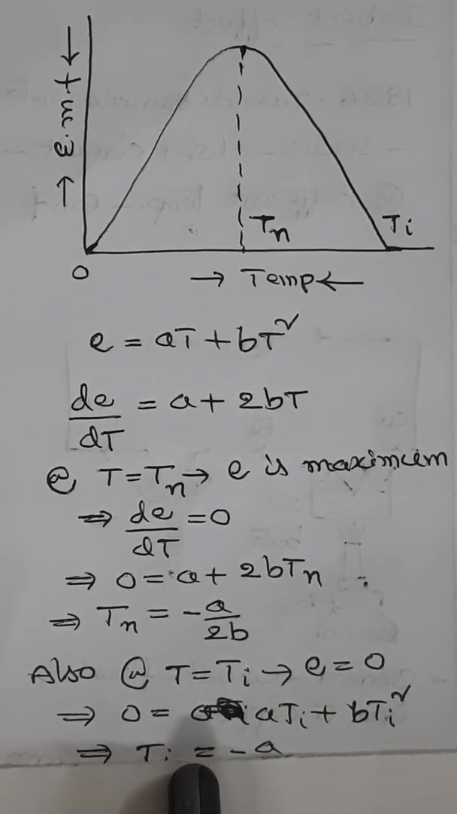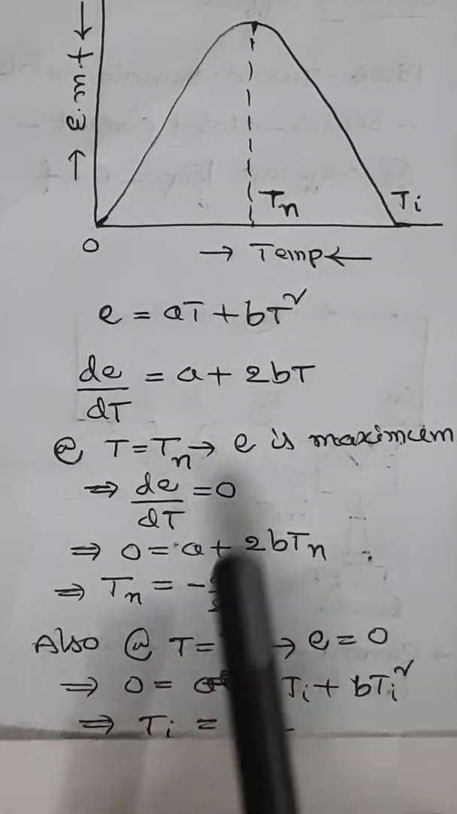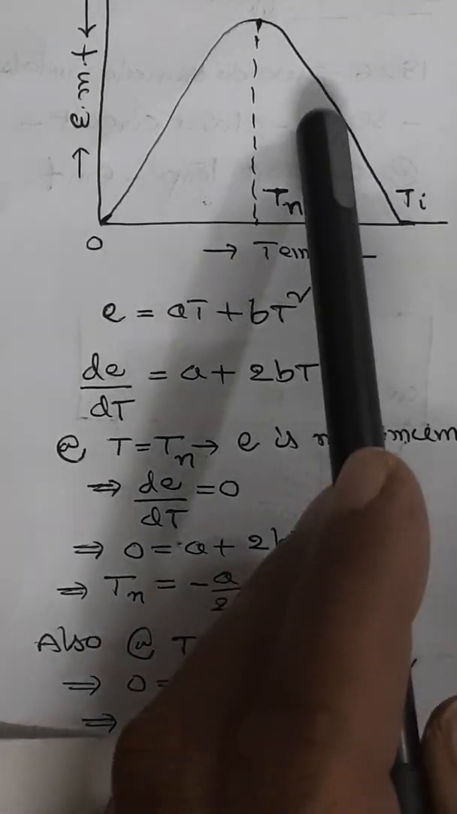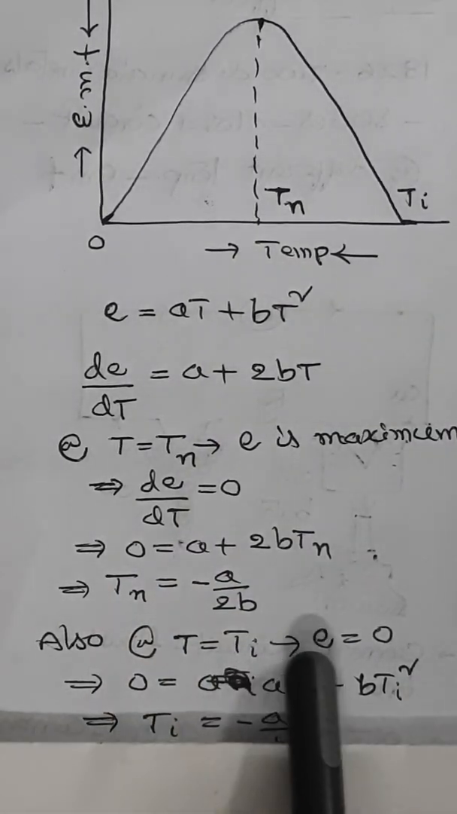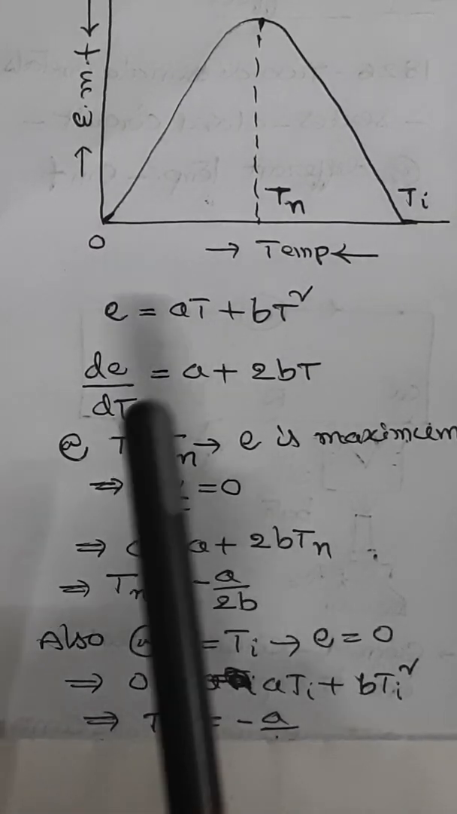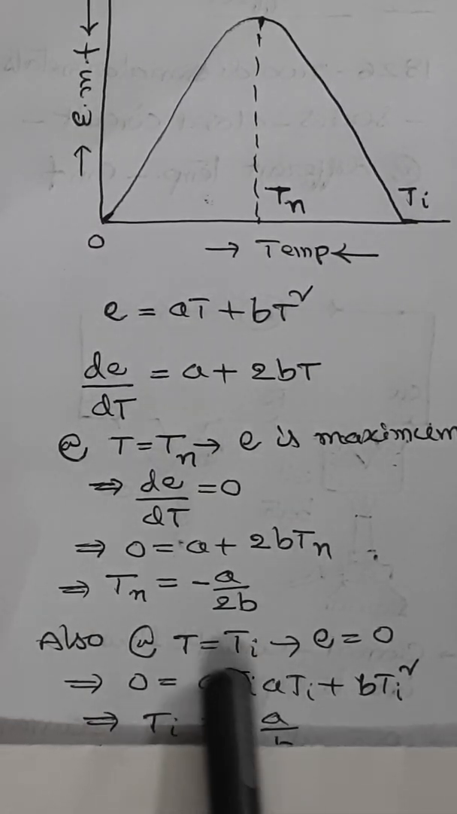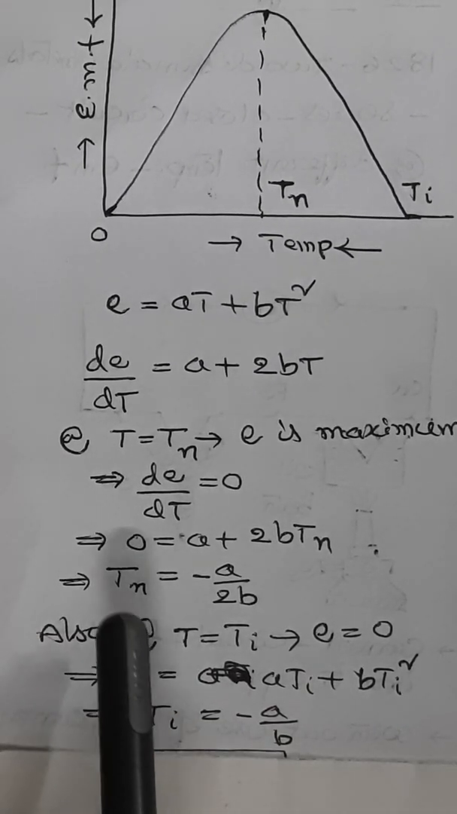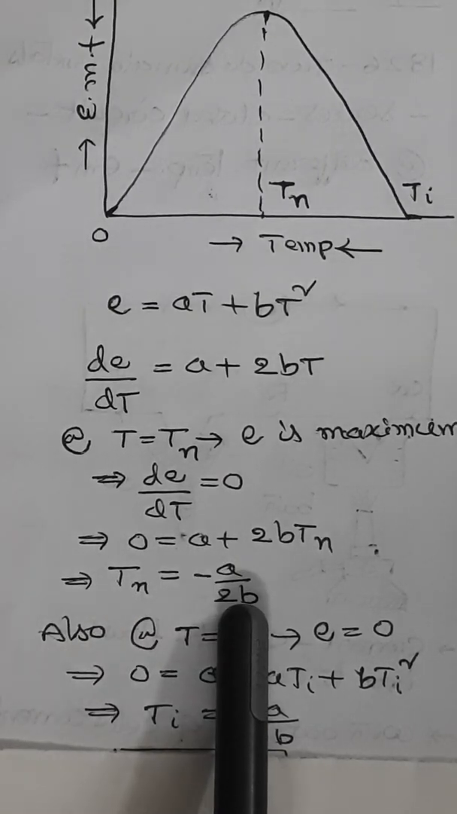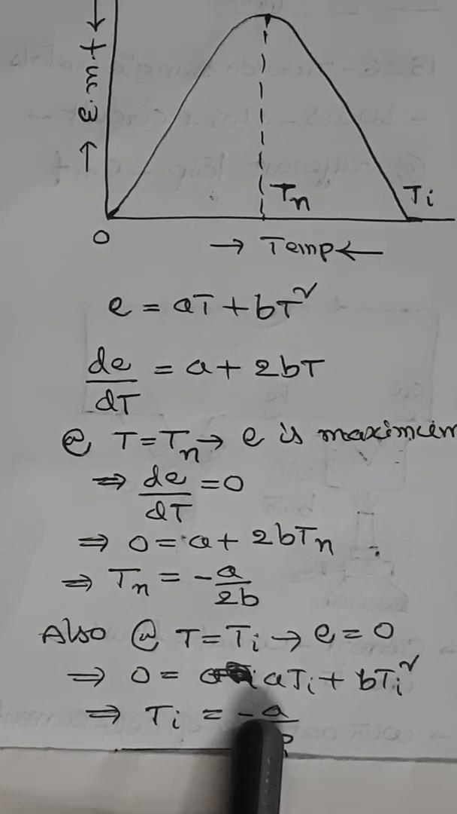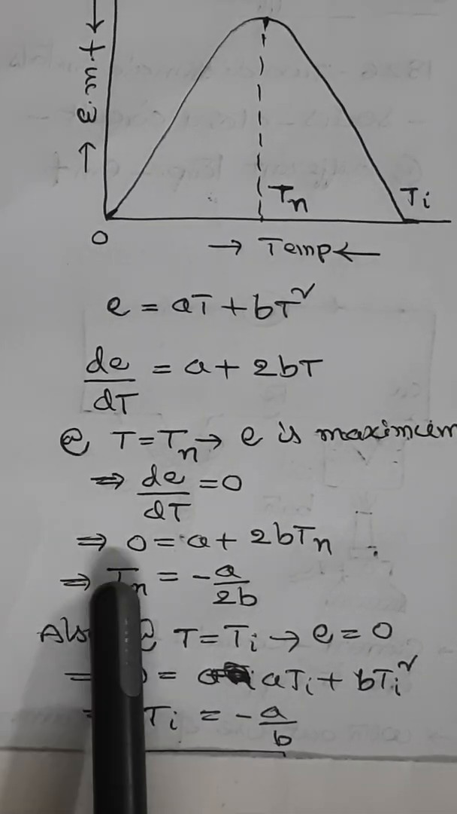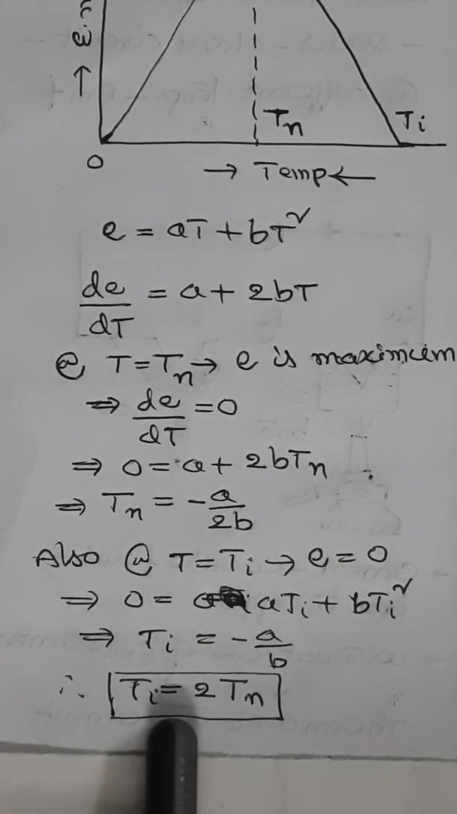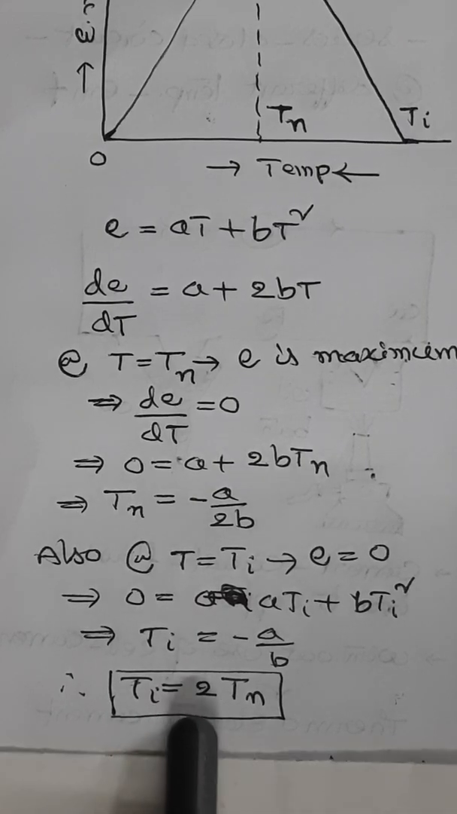And at the other temperature, suppose the temperature is the inversion temperature, so at T = Ti, E becomes 0. From the equation, you can write Ti = -A/B. So from these two equations, Tn = -A/2B and Ti = -A/B, we obtain the relation between neutral temperature and inversion temperature: the inversion temperature is twice the neutral temperature. So Ti = 2Tn.